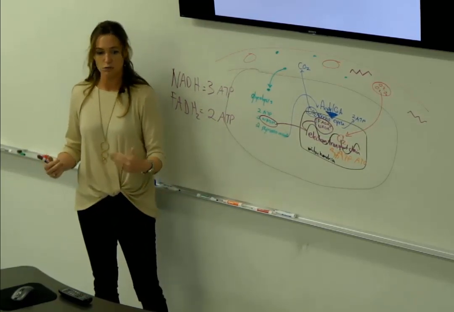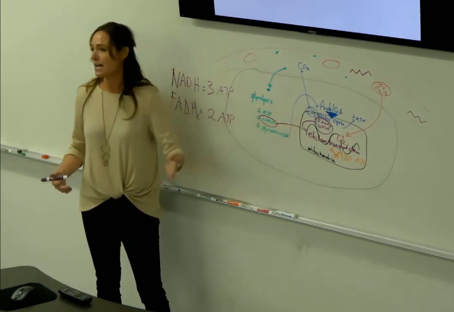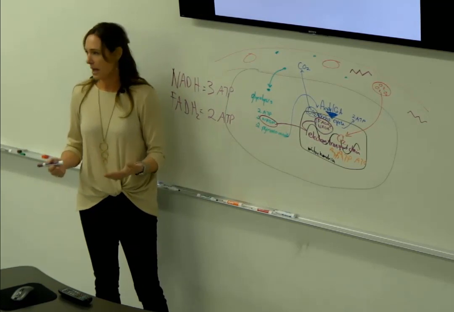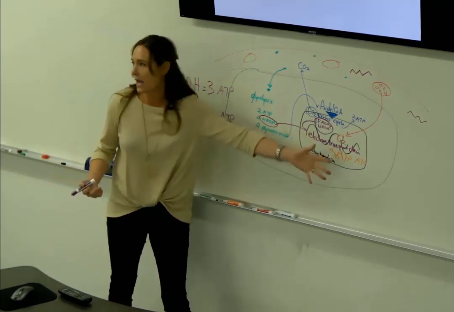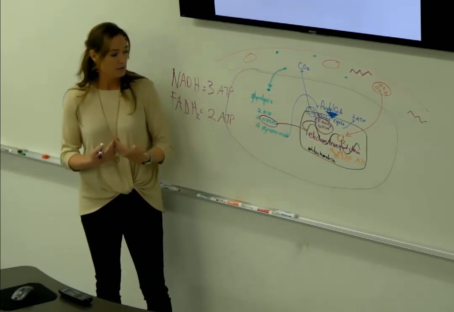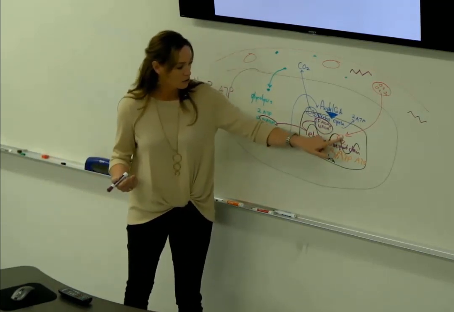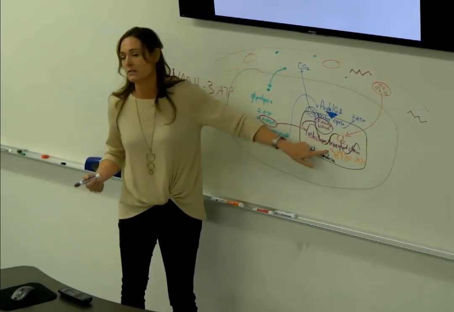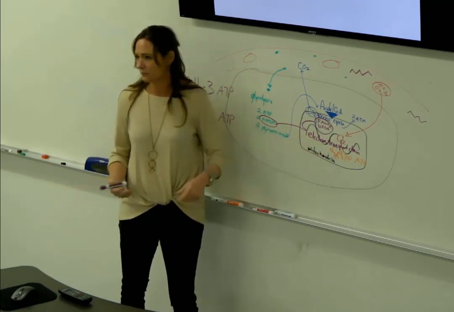They teach it to you as 36, because it costs a little energy to get it in. In reality, it could actually be lower than that. But numerically, hey, you went from 2 to 38. That's a lot, and that's why we can survive on glucose and why we need oxygen, because it's through oxygen that we get the bulk amount of ATP that we really live off of.